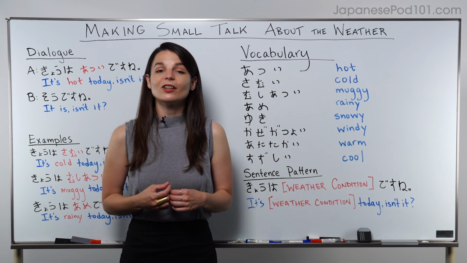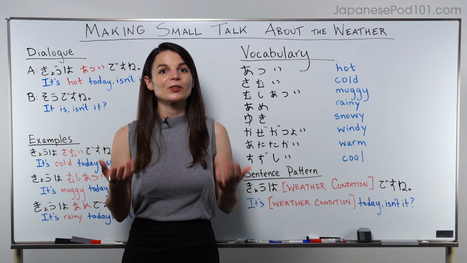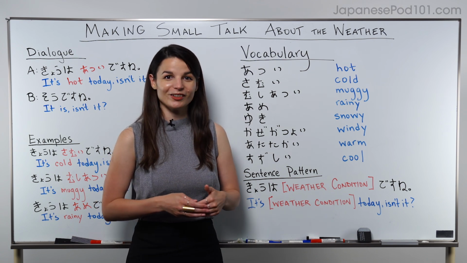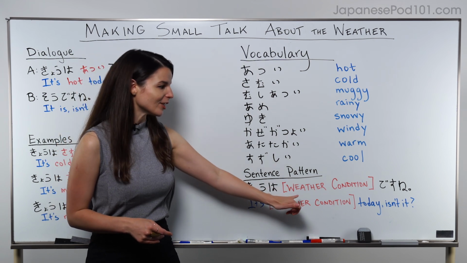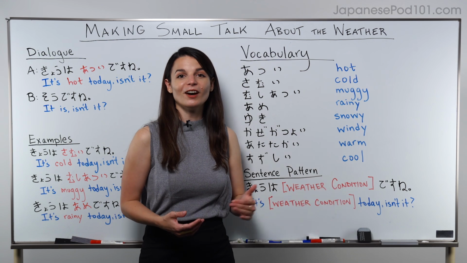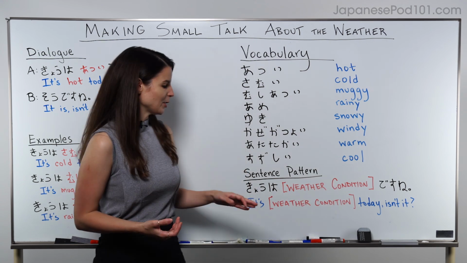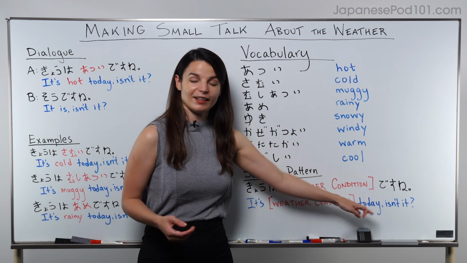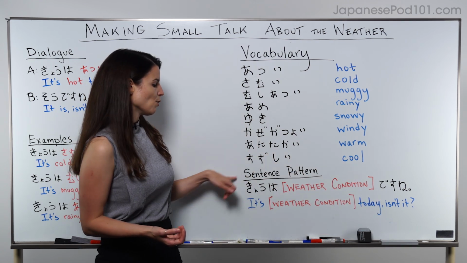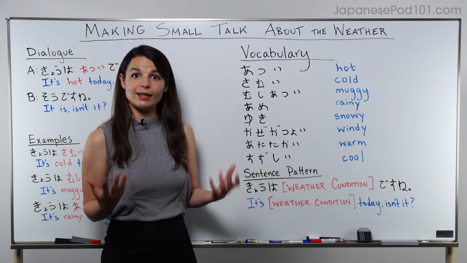Okay, let's take a look at a sentence pattern you can use to create sentences like these on your own. We have 今日は weather condition ですね, which means it's weather condition today, isn't it? So in this pattern, we see 今日は marking today. Today is what we're talking about.